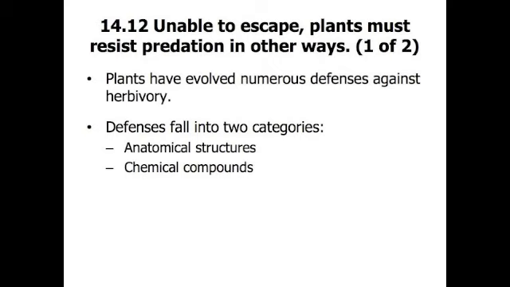On the other hand, many kinds of animals eat plants, and plants are vulnerable because they can't run away. Plants, however, are not defenseless. A host of devices have evolved in plants that give them some protection against being eaten. These defenses fall into two categories: anatomical structures such as thorns and chemical compounds, including hallucinogens.